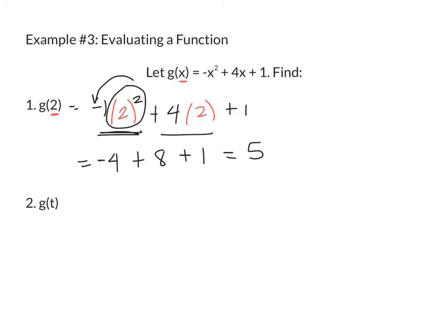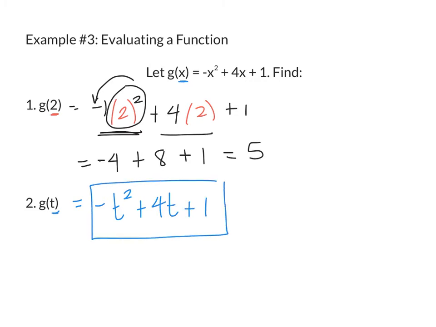On to the next one. We will substitute now t in for x. So in this case, it's going to look the exact same as g of x, just replaced with t. So g of t is negative t squared plus 4t plus 1. And that's it. Let's keep going.